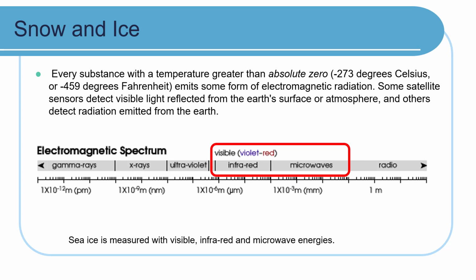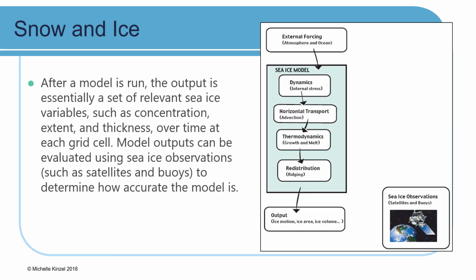So when we look at snow and ice, every surface with a temperature greater than absolute zero emits some form of electromagnetic radiation. So some satellite sensors detect visible light reflected from the Earth's surface or atmosphere, and others detect radiation emitted from the Earth. Sea ice is measured using visible, infrared, and microwave energies.